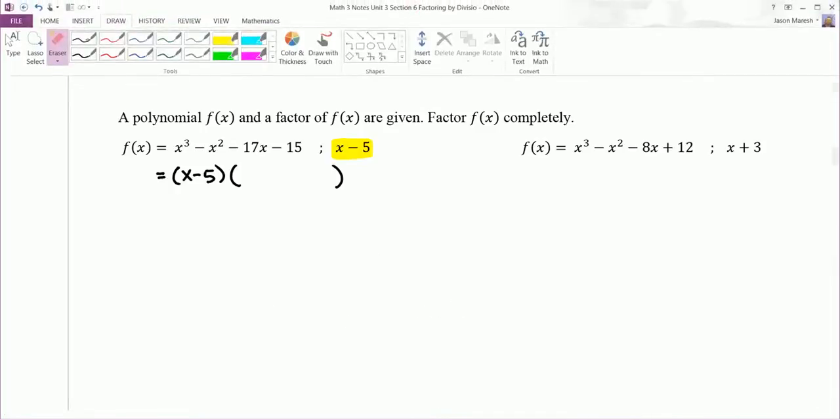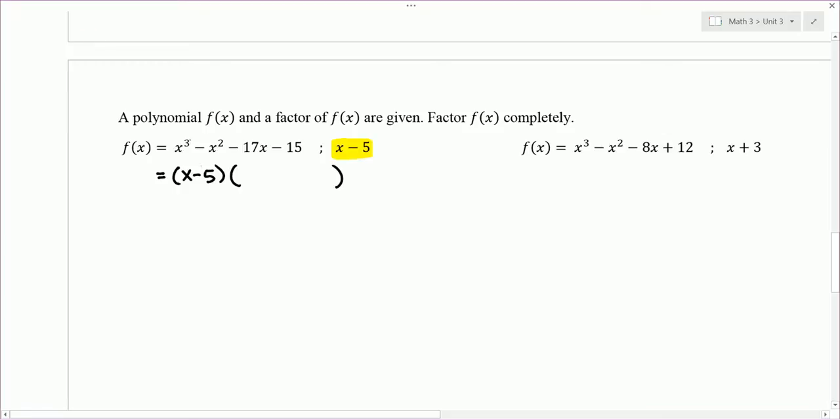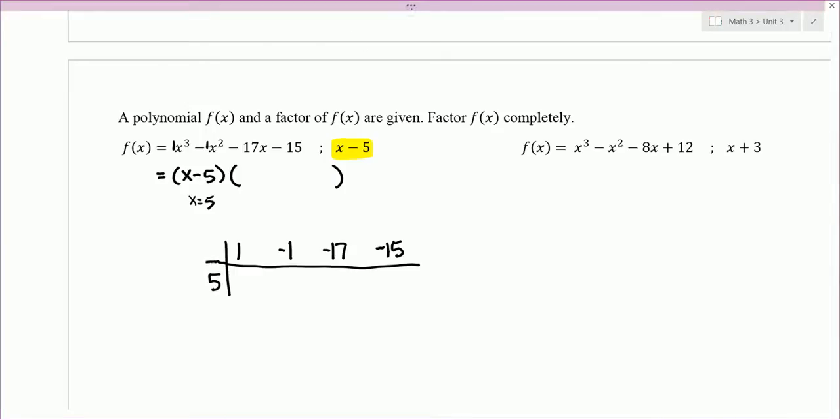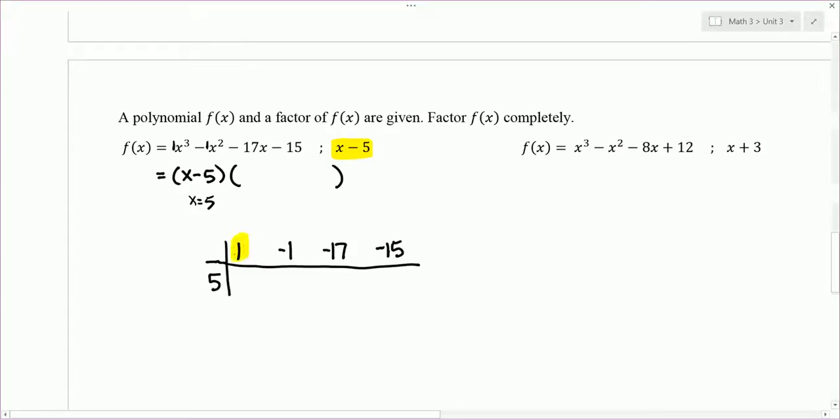We're going to use synthetic division. So remember, we set it up. There's 1x cubed. There's negative 1x squared. So I'm going to go 1 for x cubed, negative 1 for x squared, negative 17 for x, negative 15 for the constant. I'm dividing by x minus 5, so use the x-intercept, which would be x equals 5, right? So put the 5 here. Take down the 1.